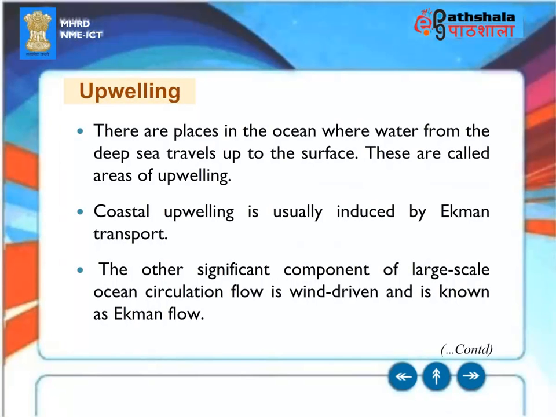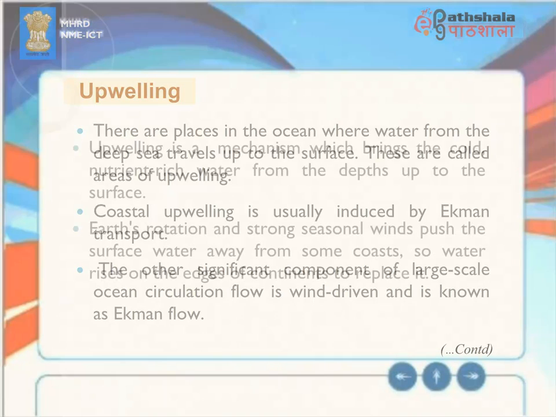Upwelling. There are places in the ocean where water from the deep sea travels up to the surface. These are called areas of upwelling. Coastal upwelling is usually induced by Ekman transport. The other significant component of large-scale ocean circulation flow is wind-driven and is known as Ekman flow.